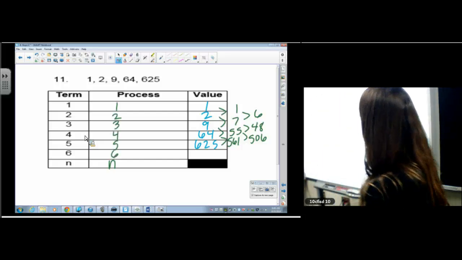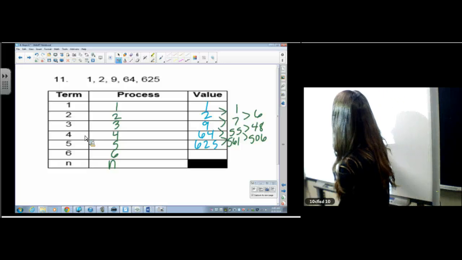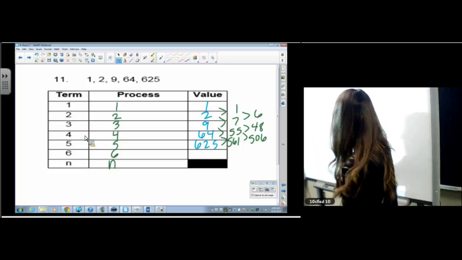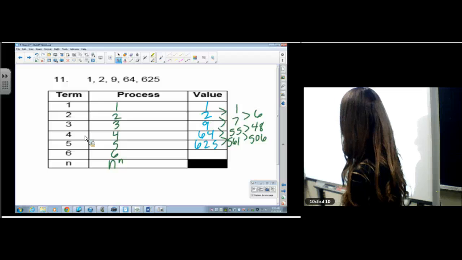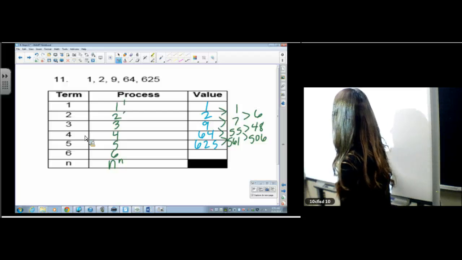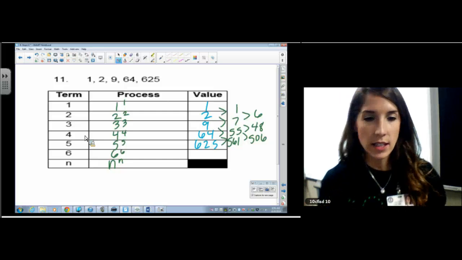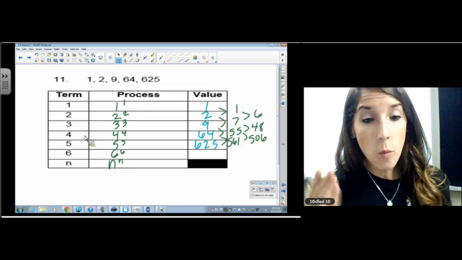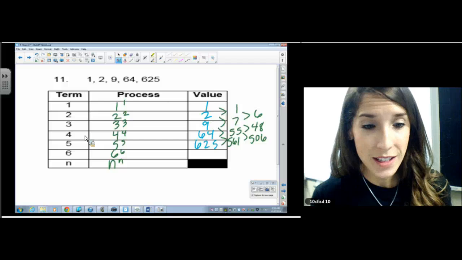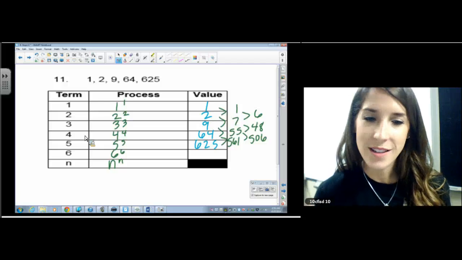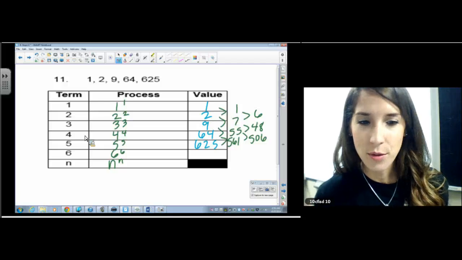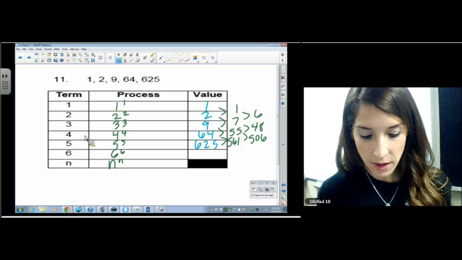So now I need to see what the power is. Try to the power of n first. Try n to the n first. 1 to the 1, 2 to the 2, 3 to the 3, 4 to the 4, 5 to the 5, 6 to the 6. And then see if you need to tweak it. Now 1 to the 1 is 1. That one works. Oh, but 2 to the 2 is not 2. And 3 to the 3, that's not 9. So we're in trouble.